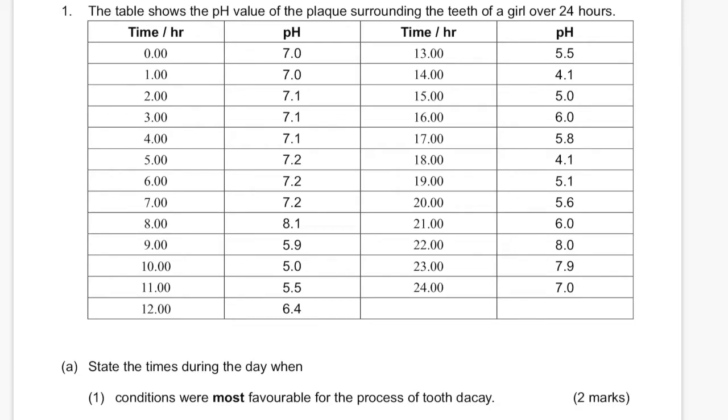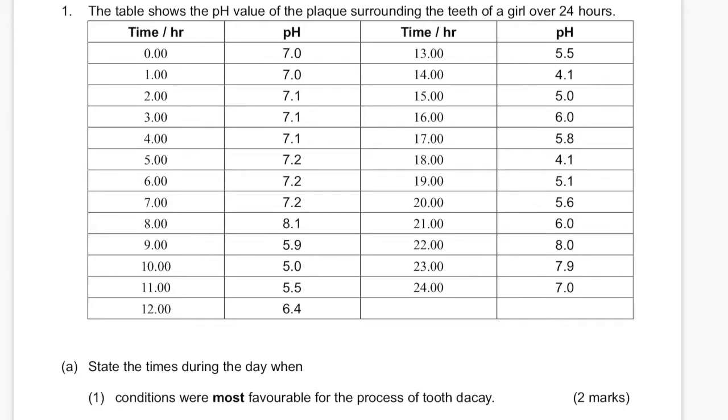So in the previous lesson, we mentioned bacteria in plaque break down sugars in food debris to produce acid, and it's an acid that dissolves the enamel and causes tooth decay. So on this table, we need to find the time that the pH is the lowest, which means it's most acidic, and that's the time that the tooth decay process will be most favorable.